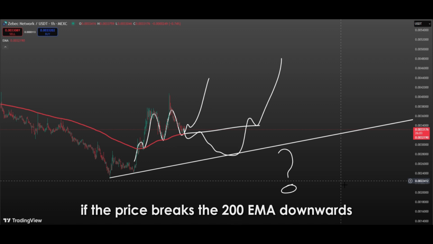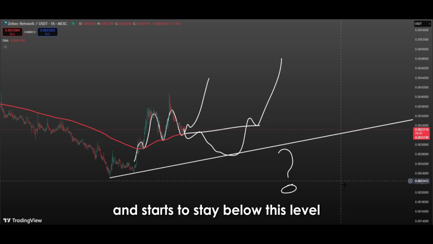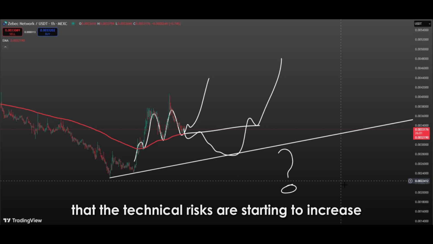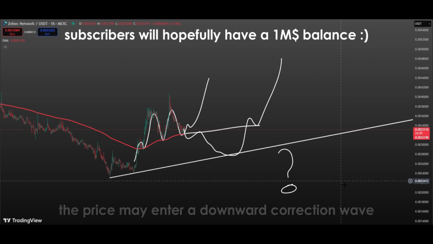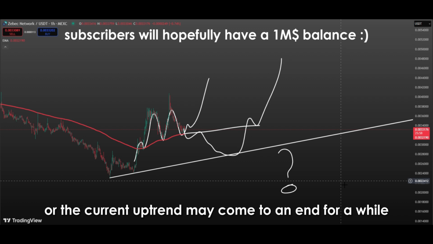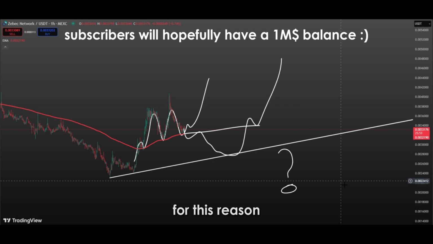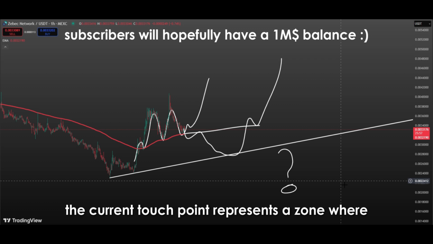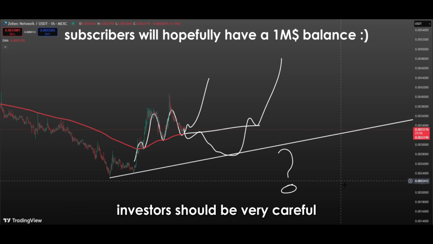On the other hand, if the price breaks the 200 EMA downwards and starts to stay below this level, it is possible to say that the technical risks are starting to increase. If this scenario materializes, the price may enter a downward correction wave, or the current uptrend may come to an end for a while. For this reason, the current touch point represents a zone where investors should be very careful.